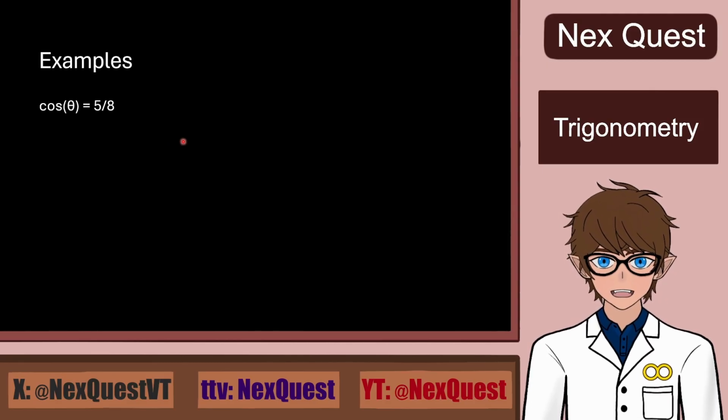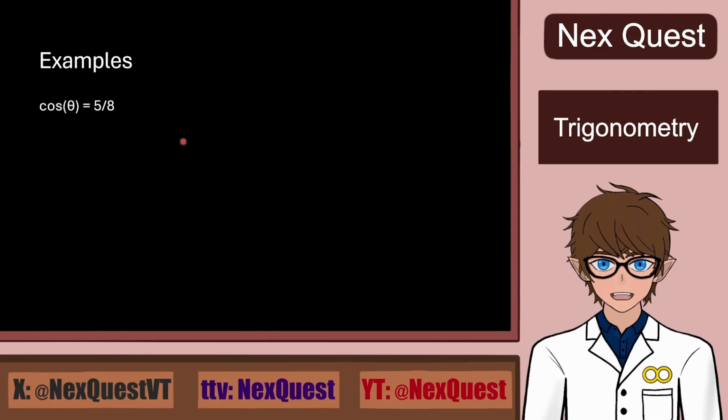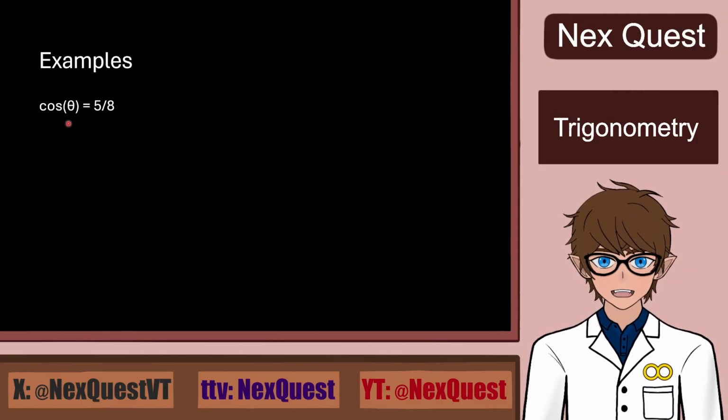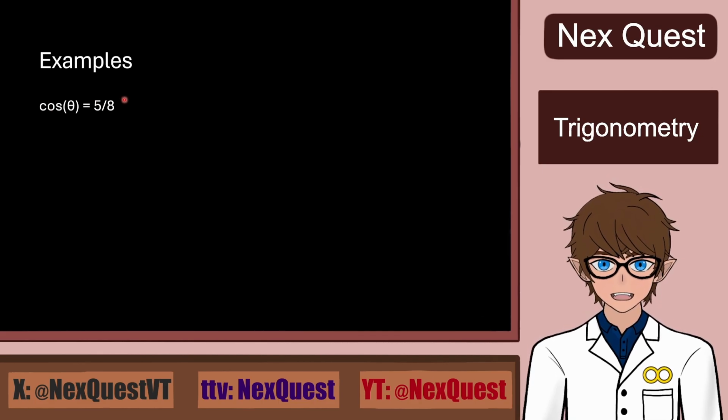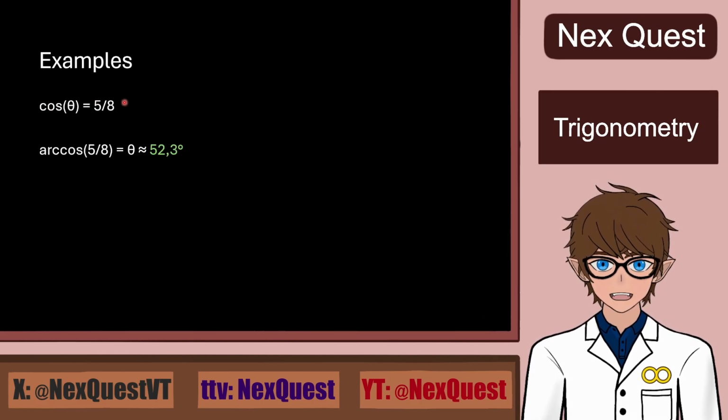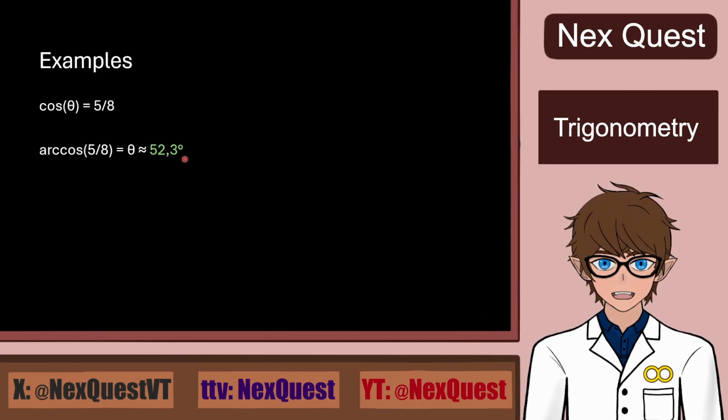For our next example, we will use arcus cosine. Since cosine of theta is 5 divided by 8, we will take the arc cosine of 5 divided by 8 to get theta. And that is 52.32, but we will round that down to 52.3 degrees.